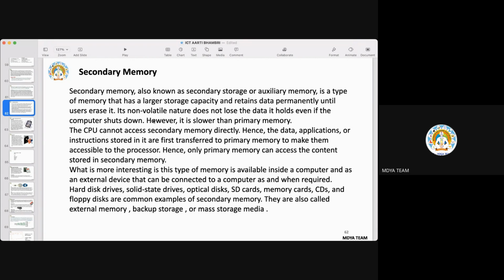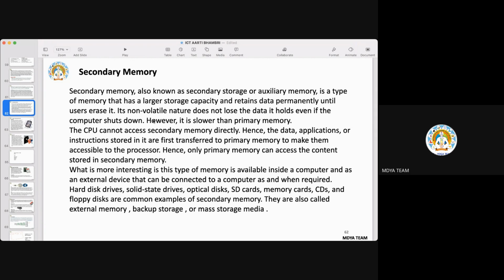Now, what is more interesting here is the types of memory available inside the computer and as an external device that can be connected to the computer as and when required, whether it is a disk. In earlier days, disks were used. Now hard drives are basically for large files, or very important data which you may use in future, because it is costly. So with a hard disk drive, you can store data. Solid state drives, which we call SSD.